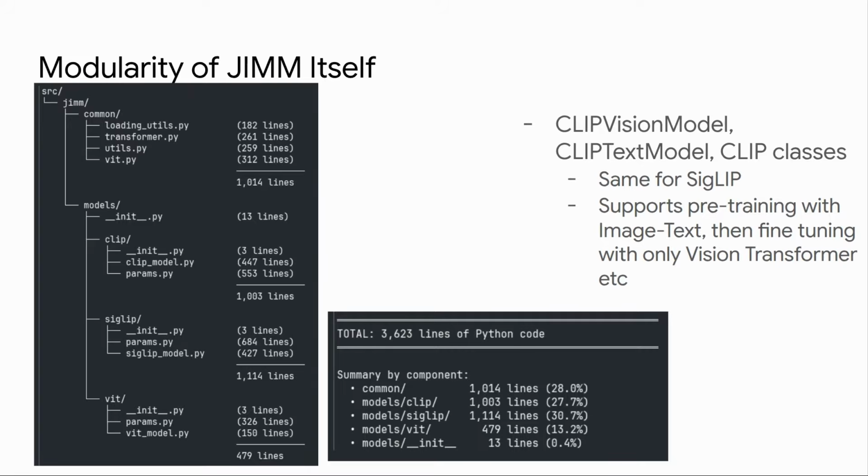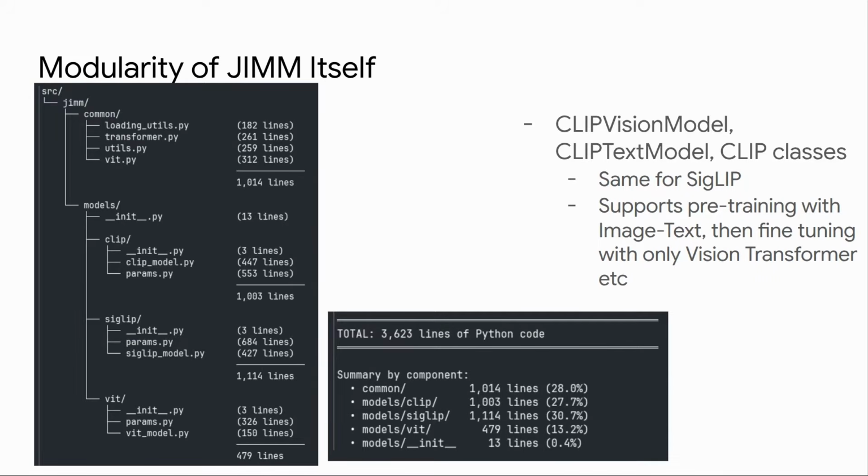Now, more on how JIMM is implemented. You can see a little tree notation provided from Gemini CLI. You can see that JIMM itself is a rather concise library. We implement the CLIP vision model, CLIP text model, and the CLIP class overall. Same for SigLIP. And for vision transformer, we implement the vision transformer.